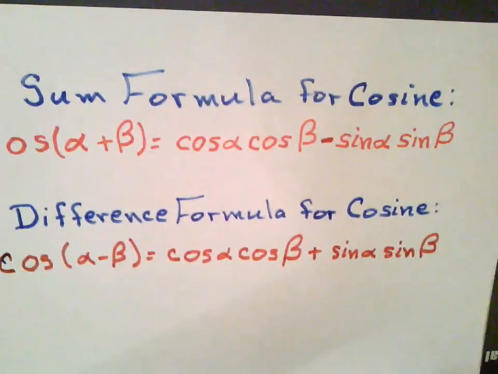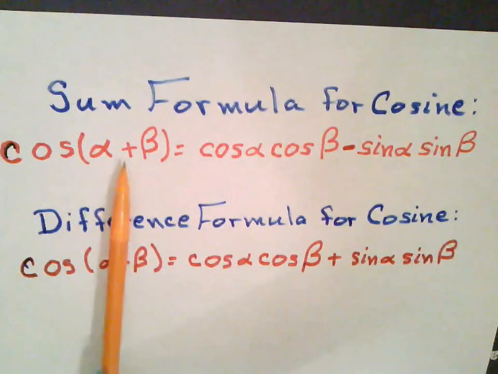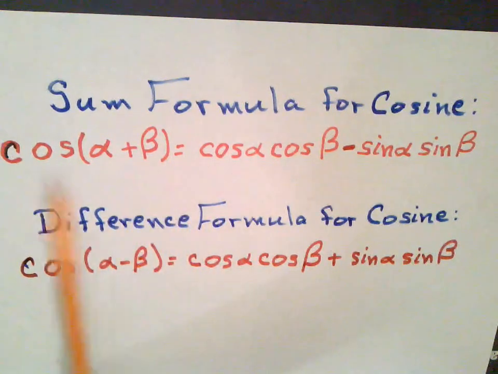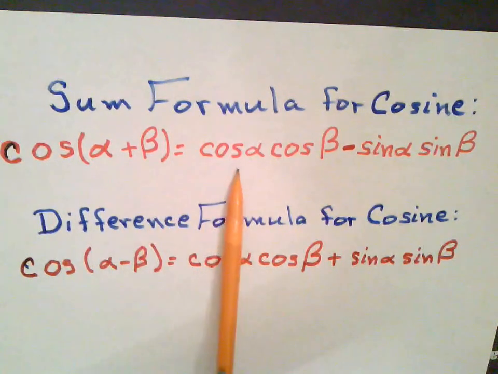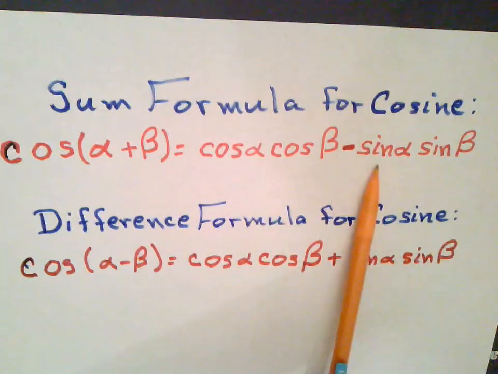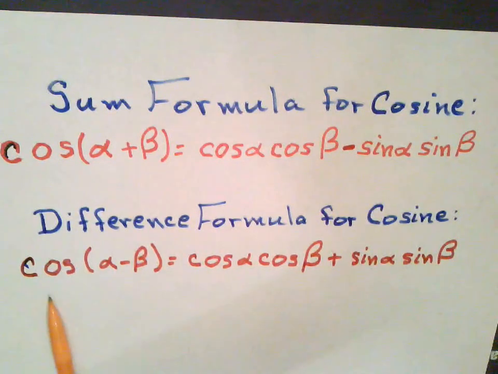Let us look at the sum formula for cosine. Sum, you see the addition right here, of two angles. So cosine of alpha plus beta is equal to cosine alpha times cosine beta minus sine alpha times sine beta. The difference formula for cosine will be cosine of alpha minus beta equals cosine of alpha times cosine of beta plus sine alpha sine beta.